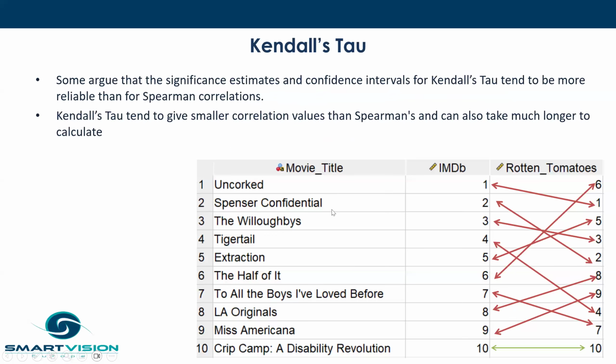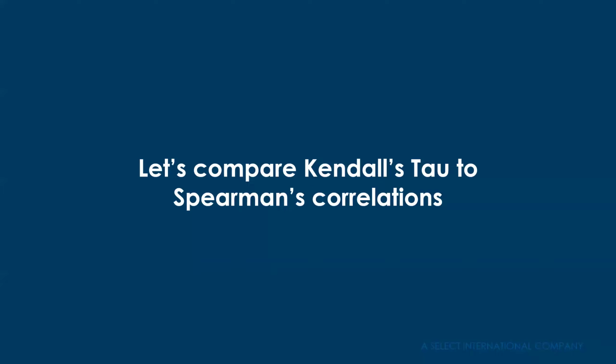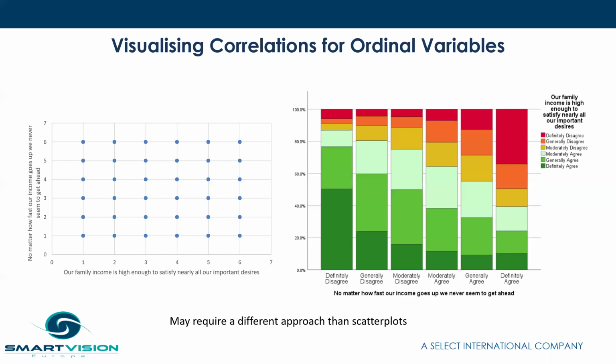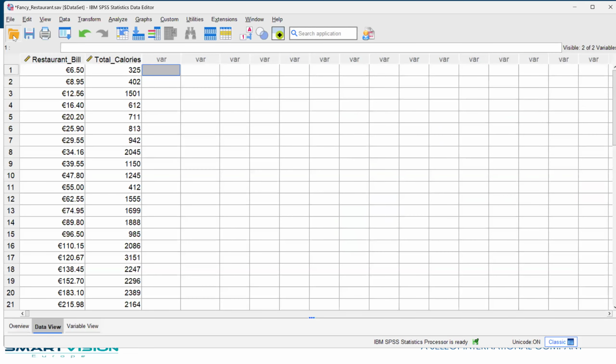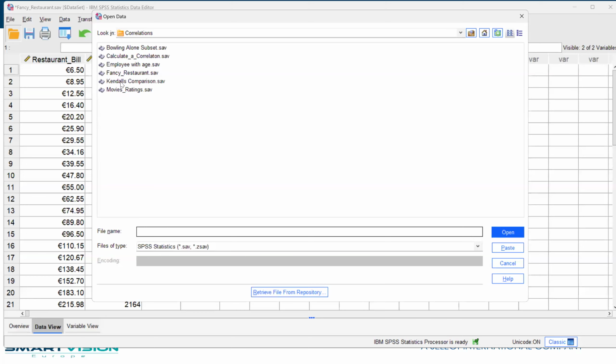Some argue that the significance estimates and confidence with Kendall's tau b tend to be more reliable than Spearman's. Kendall's tau b tends to give smaller correlation values than Spearman's and can also take longer to calculate. So let's compare one against the other. I've got a little data set here, called Kendall's comparison.